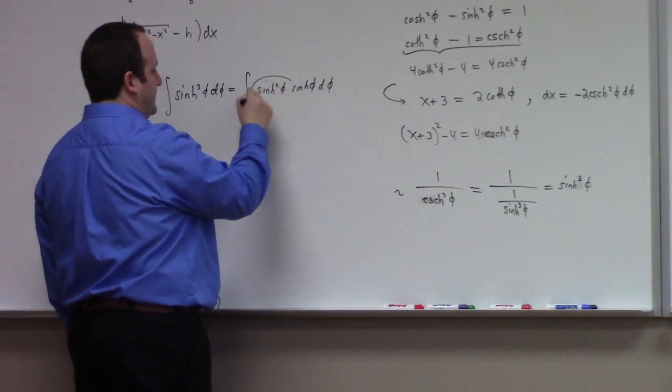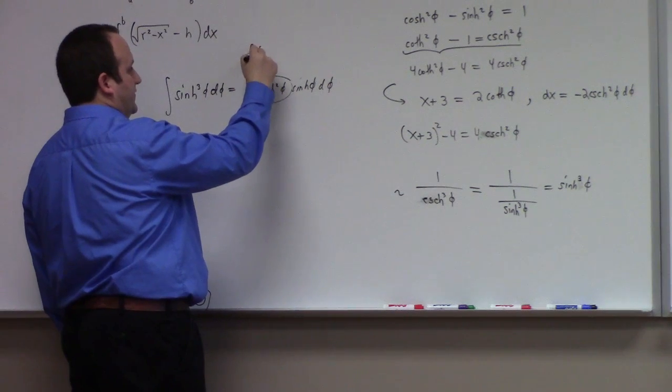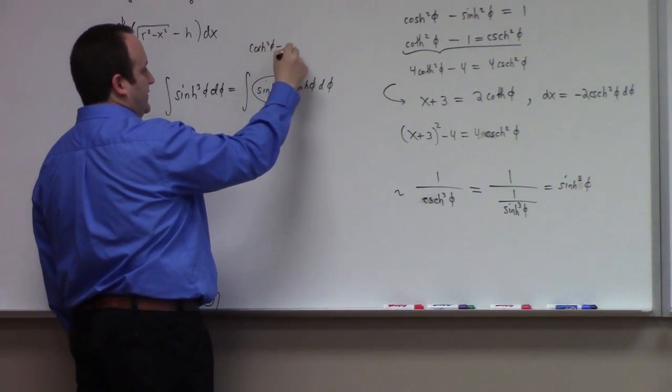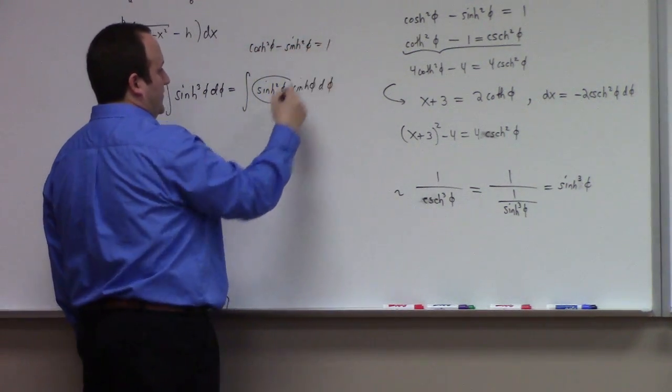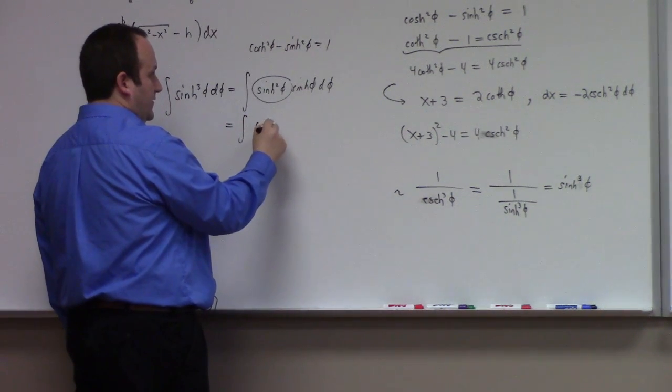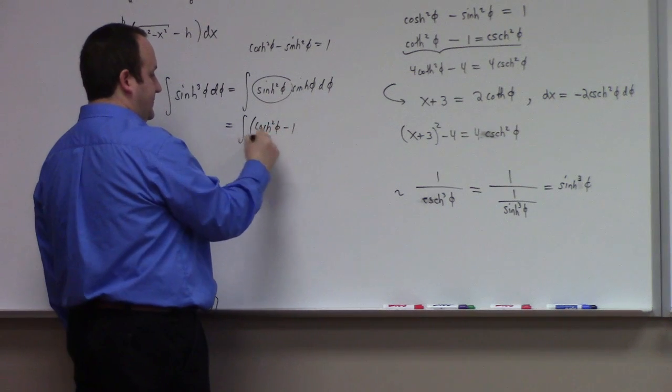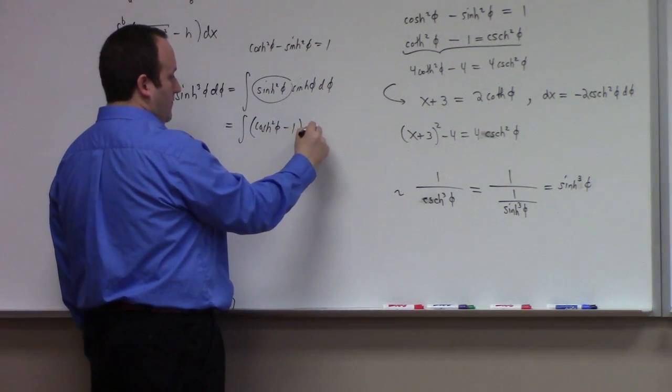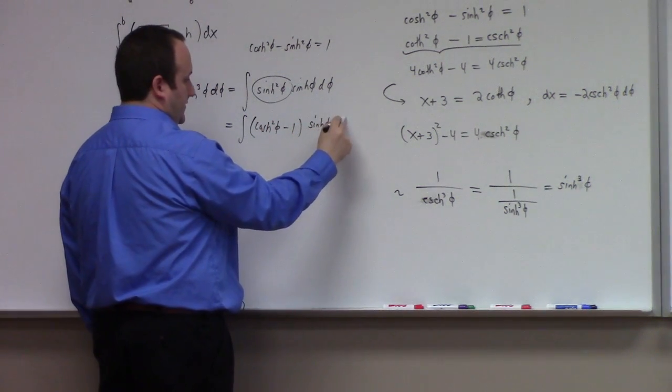And then we can trade the sinh squared for cos squared, right? Because cos squared phi minus sinh squared phi is 1. So sinh squared is the integral of cos squared phi minus 1. And see, there you go. You're off to the races there.